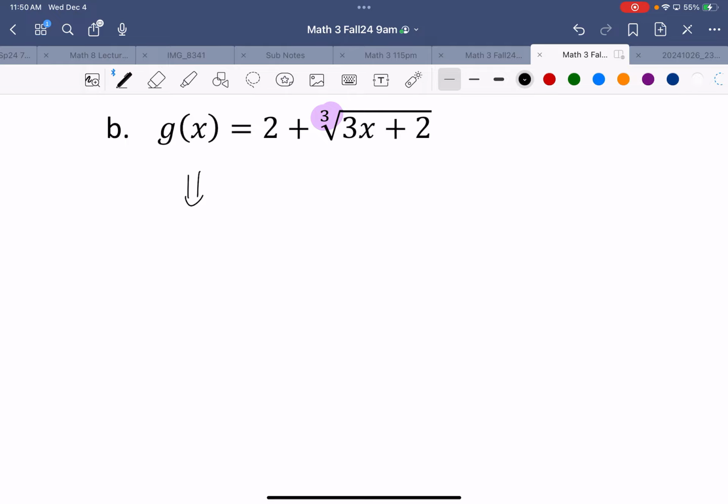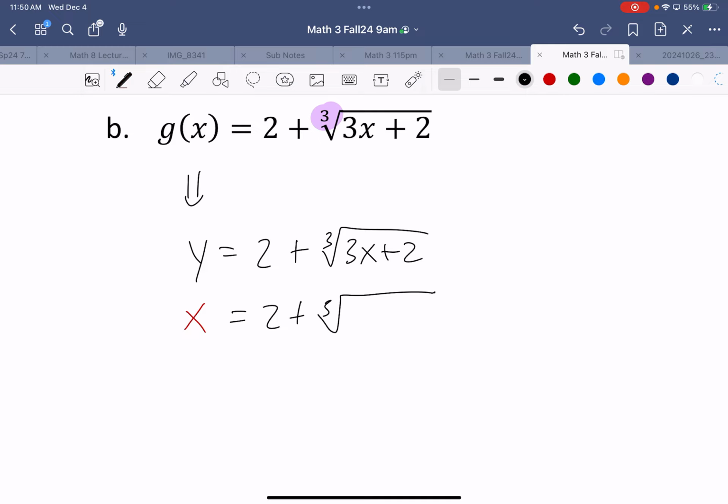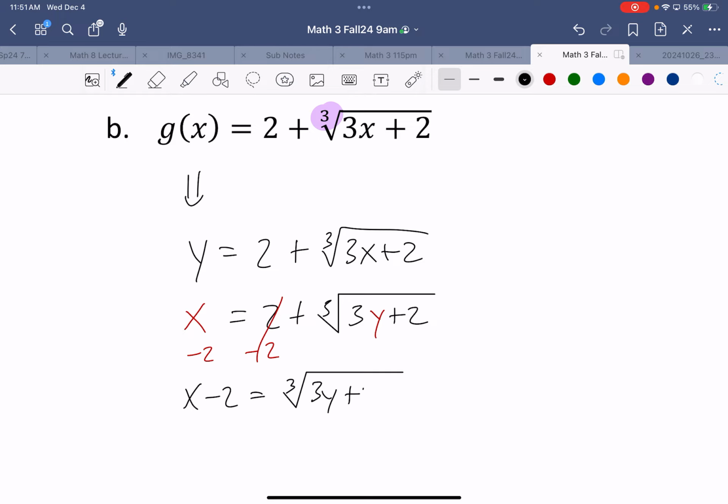But here, we change our g of x to y. We have the cube root of 3x plus 2. And then I change all my x's to y's and all my y's to x's. So that's going to be x equals the cube root of 3y plus 2. So let's subtract 2 on both sides. X minus 2 equals the cube root of 3y plus 2.